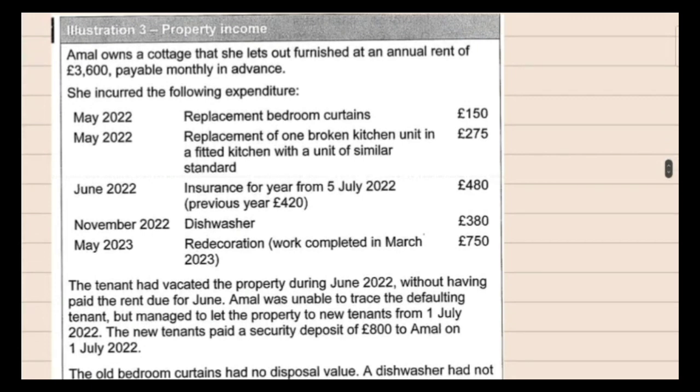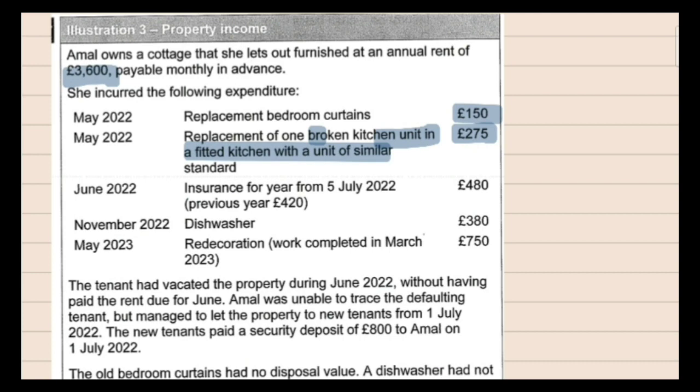Example in this regard: Amal owns a cottage that she lets out furnished at an annual rent of 3,600, payable monthly in advance. She incurred the following expenditure: replacement bedroom curtains 150, replaced हुए. We will consider later, if any further information is given, then we will decide whether to record it as relief or not. Replacement of one broken kitchen unit in a fitted kitchen with a unit of similar standard. As similar standard से replacement हो रही है, so that is why it is considered as allowable expense.